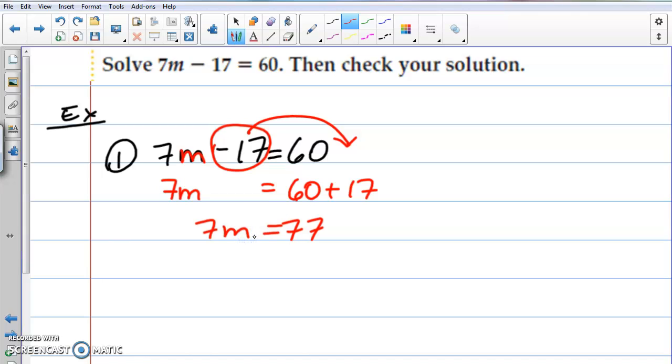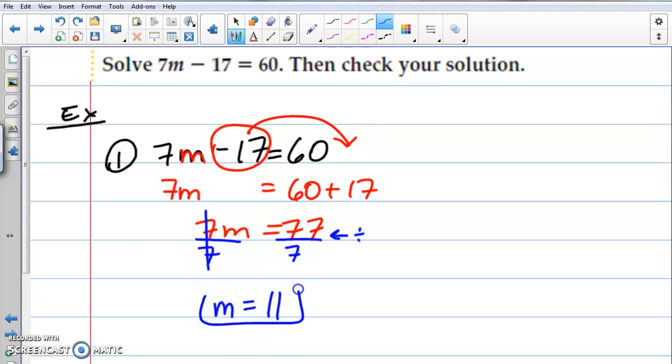So check. We transposed. Step 2 tells us to multiply or divide by the opposite operation. So if 7 and m are side by side, that means they're being multiplied. So the opposite is to divide both sides by 7. So 7's cancel, and m equals 77 divided by 7 is 11. And we're good.